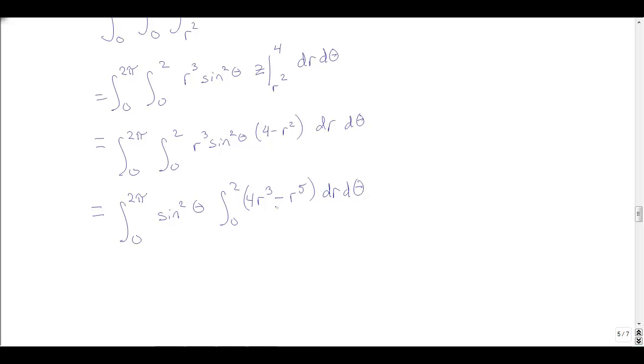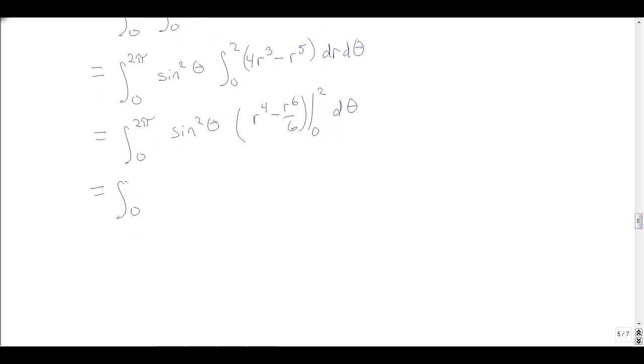So now we want to do this inside integral. So we get an integral from 0 to 2 pi. We've still got this sine squared theta hanging around. And this is going to integrate to r to the 4th over 4, the 4's cancel, minus r to the 6th over 6. And that goes from r equals 0 to r equals 2. And then we'll have to integrate with respect to theta yet.